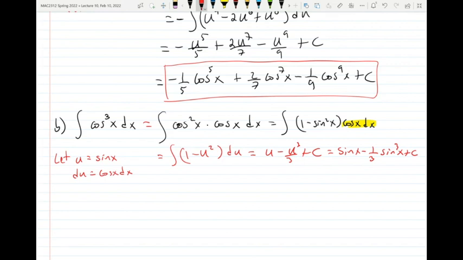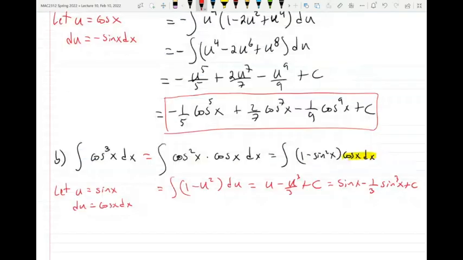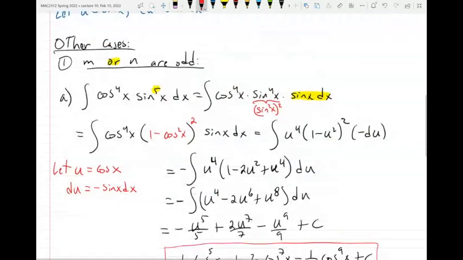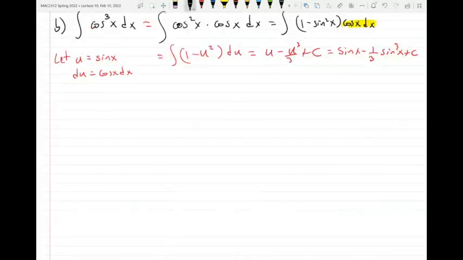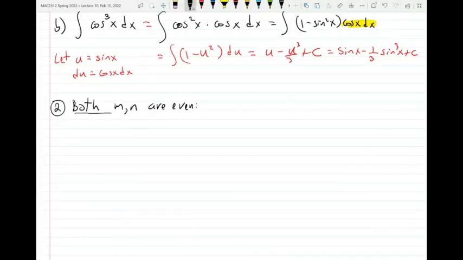Okay, what if both are even? What do we do if both of them are even? Okay, that's the other case that we need to analyze. So if one of them is odd, we understand what's going on. Now, case number 2, what if both powers are even? So both m and n are even.